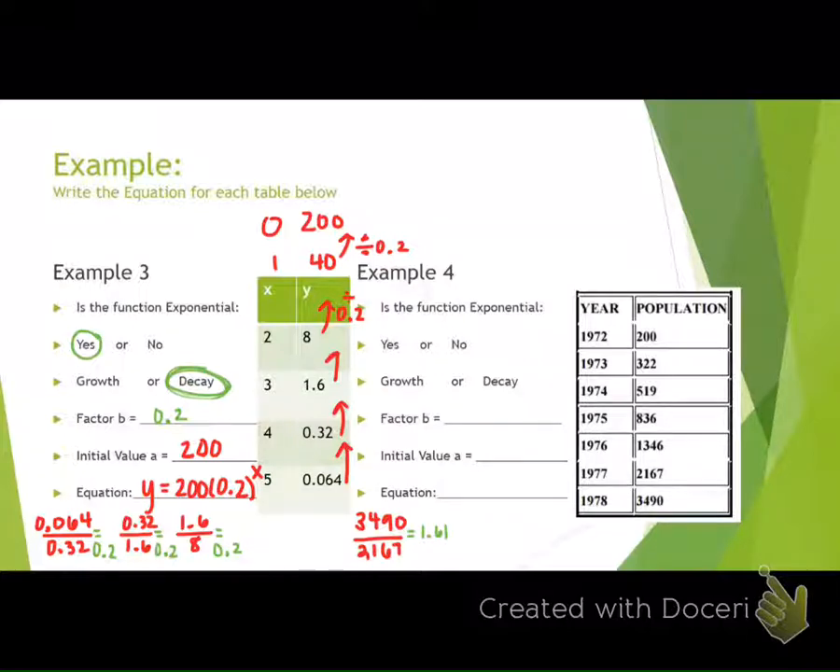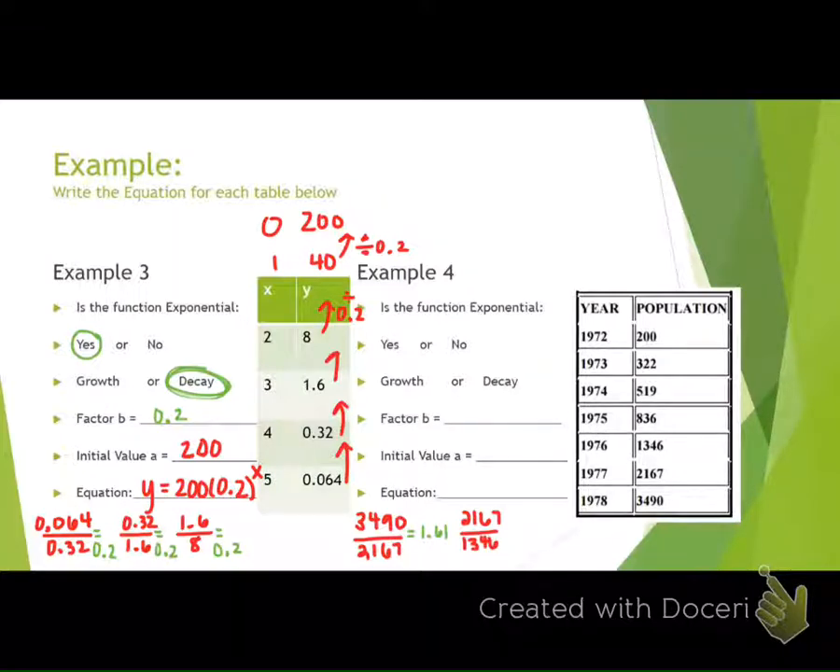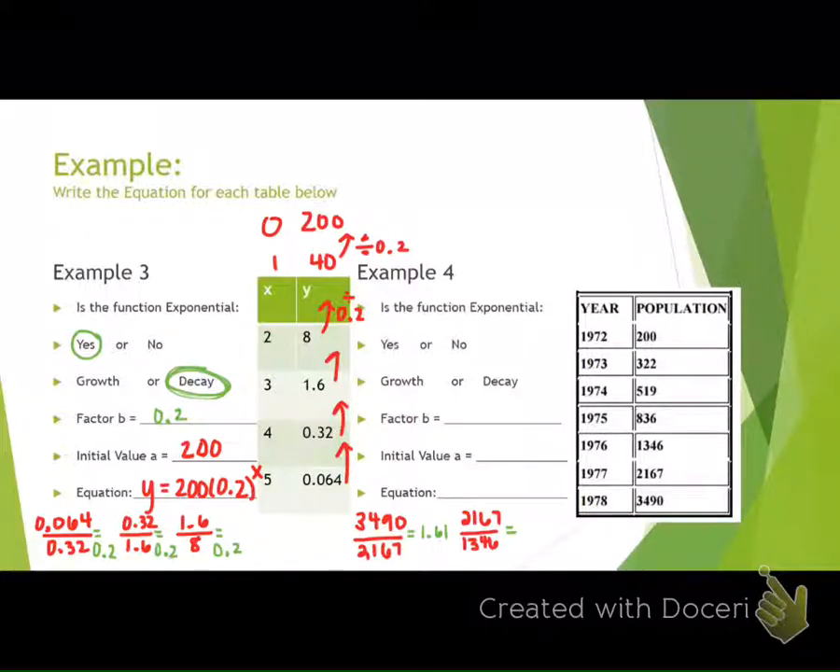Okay, then we do 2,167 divided by 1,346. And Justin, do that division for me. Do what division? 2,167 divided by 1,346. Guys, you need to focus and you should be doing this. Face forward. 1.6099. So we can round that to 1.61, right? Sure.